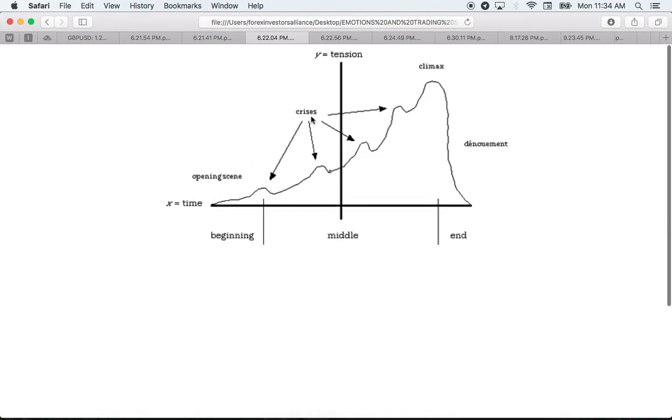The crises, you could call these stop hunts. Stop hunts to the high, stop hunts to the low, or whipsaws right before that climax, and then the denouement, where it closes at basically the same price as open. It ends at the same price as it began.